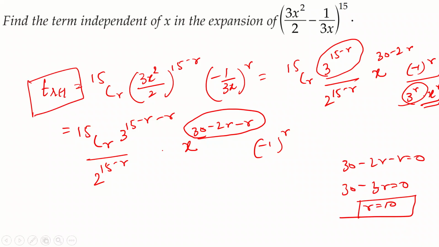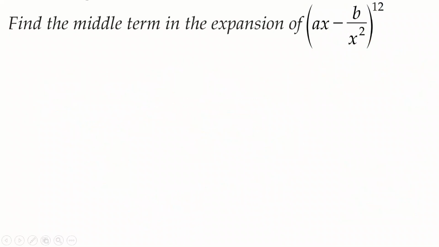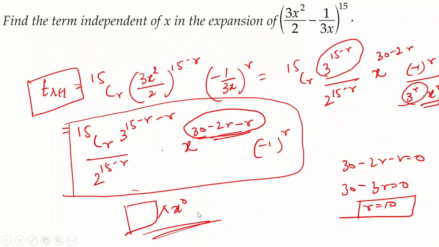Because putting r equal to 10, I get t11. So my 11th term is independent of x, and what you do is just put r equal to 10 in each of these terms. So you'll be getting x to the power of 0 over here, because we have already found such an r. So x to the power of 0 into something you'll be getting, and that will be your coefficient of x to the power 0. That is our answer. That is our actual term. So this is my entire term that I am seeking, that I'm looking for.